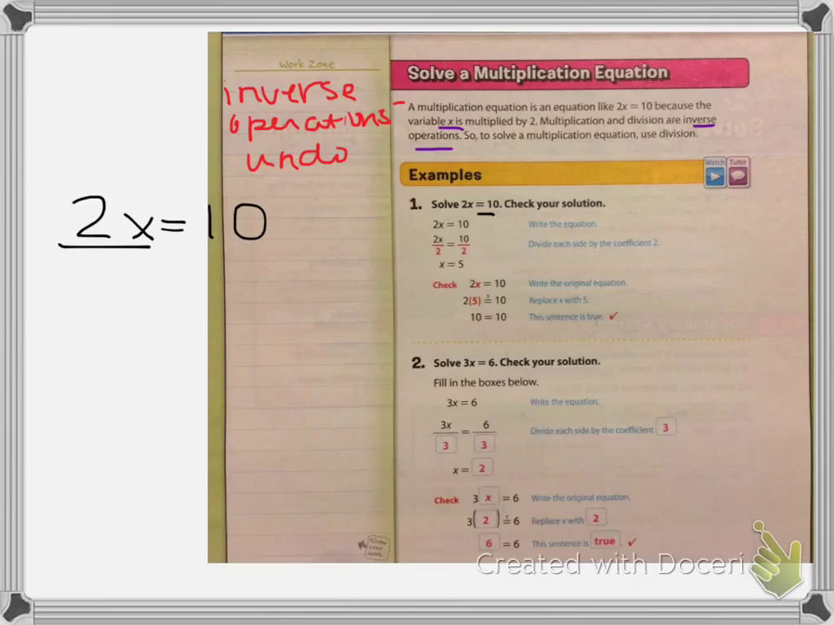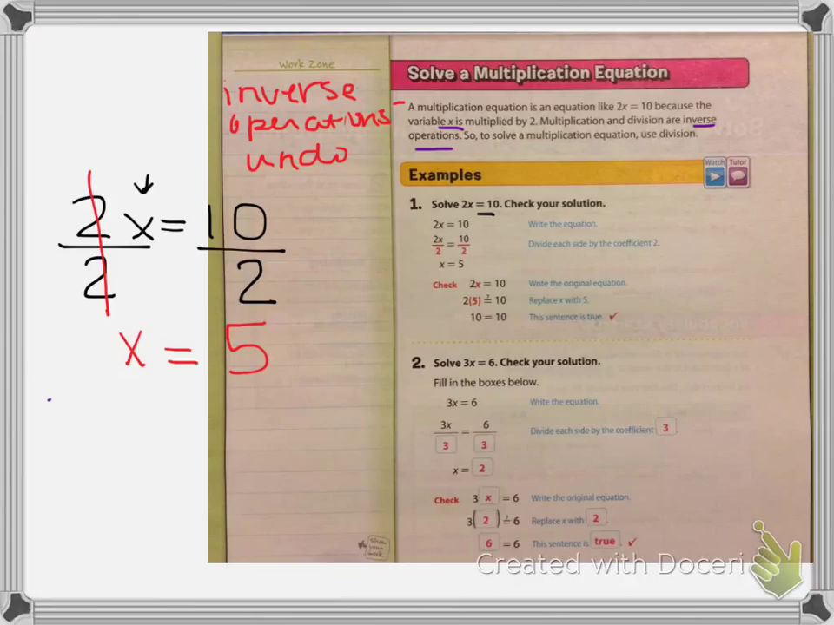So we're basically asking ourselves what's being done to this x, which is right there. 2 is being multiplied by it. So to undo that, we're going to divide each side by 2. So now we can cross out the 2's because 2 divided by 2 would give you 1. So you're left with x equals, and then 10 divided by 2 is 5. So x equals 5, and then they want you to plug it in to check your solution as usual.